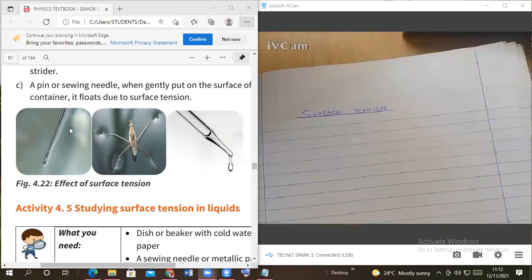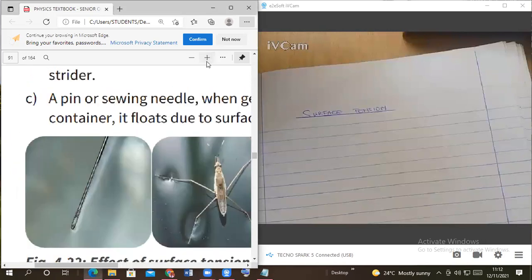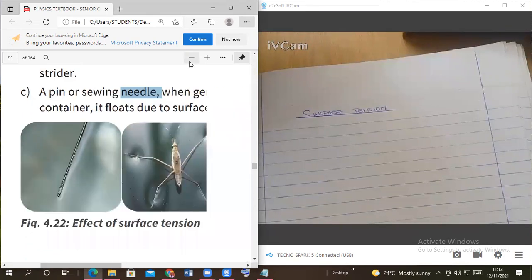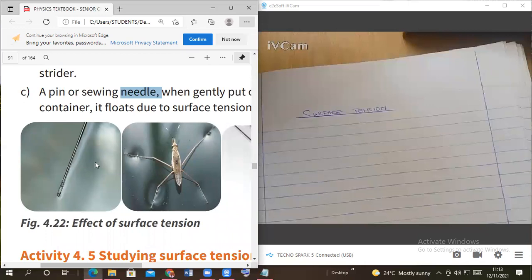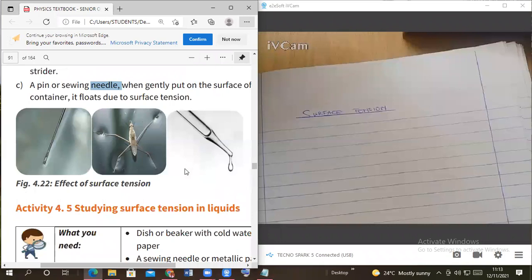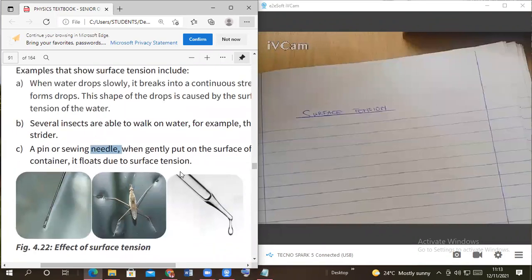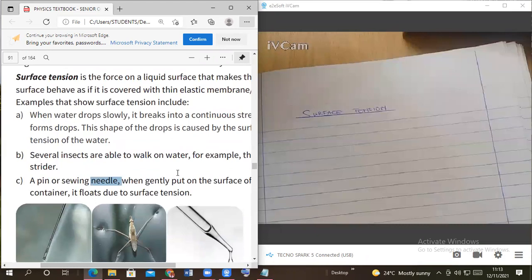And what is this, members? This one. It's a sewing needle. Have you ever tried to place a sewing needle on water? It will float. No magic, but that needle will float on water. So there are some things that show surface tension, but I want us to first look at this.